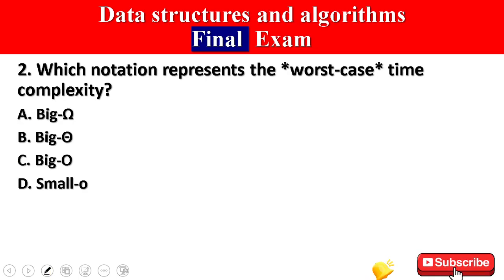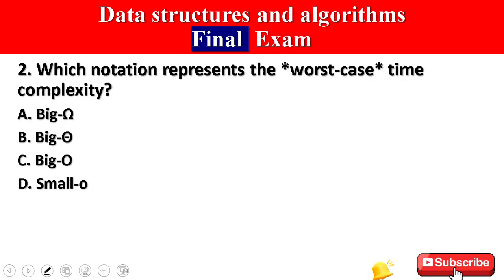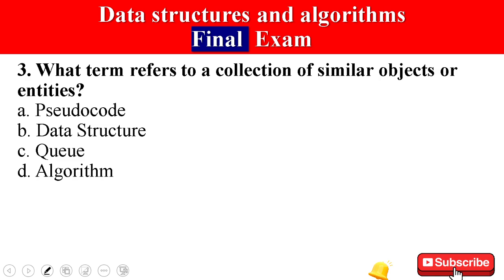The second question: which notation represents the worst case time complexity? The worst case time complexity is big O notation, the correct answer. The third: what term refers to a collection of similar objects or entities? Pseudocode, data structure, queue, algorithm. The term that refers to a collection of similar objects or entities is data structure.